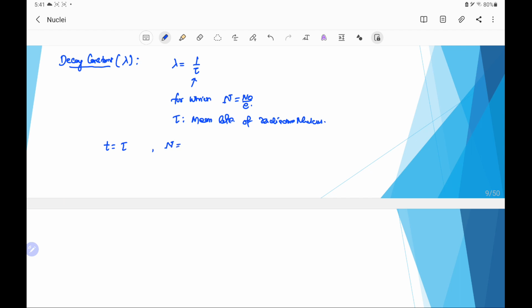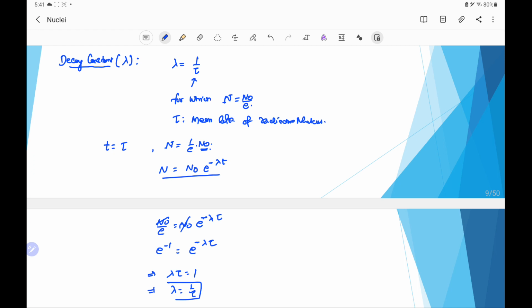Now substituting t equal to tau, the mean life for which the number of undecayed nuclei becomes 1 by e times the initial number, using the equation N equal to N0 e raised to the power minus lambda t, we have N0 by e equal to N0 e raised to the power minus lambda tau. N0 gets cancelled, so e raised to the power minus 1 equals e raised to the power minus lambda tau. Comparing, we have lambda tau equal to 1, or lambda equal to 1 by tau. This can also be written as tau equal to 1 by lambda. It gives the mean life of the radioactive substance.